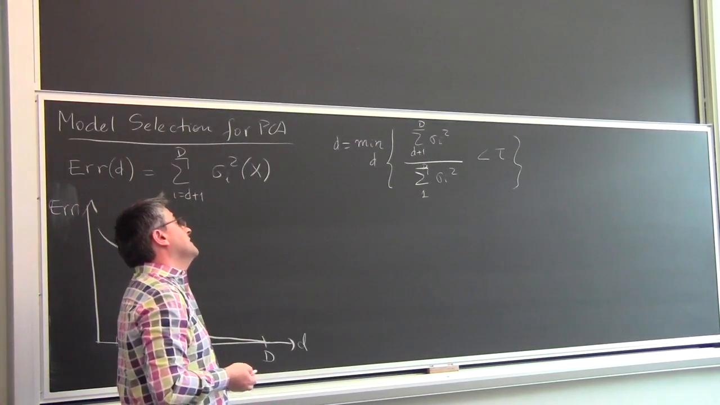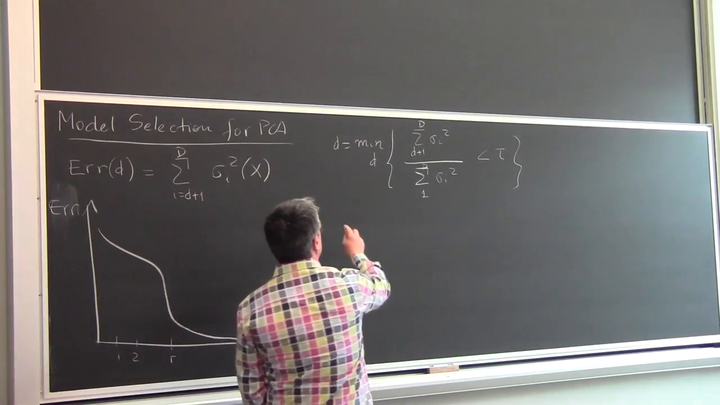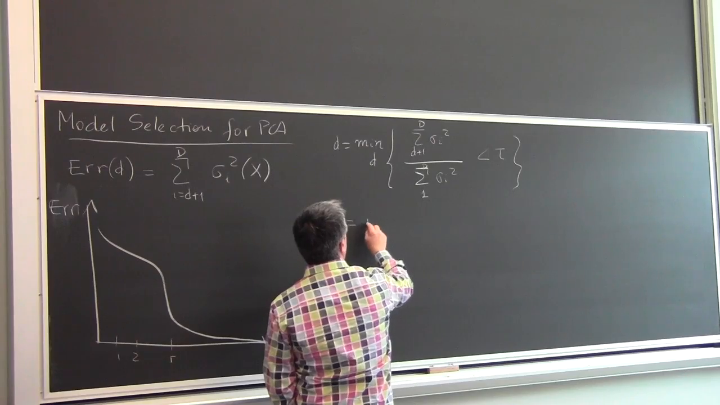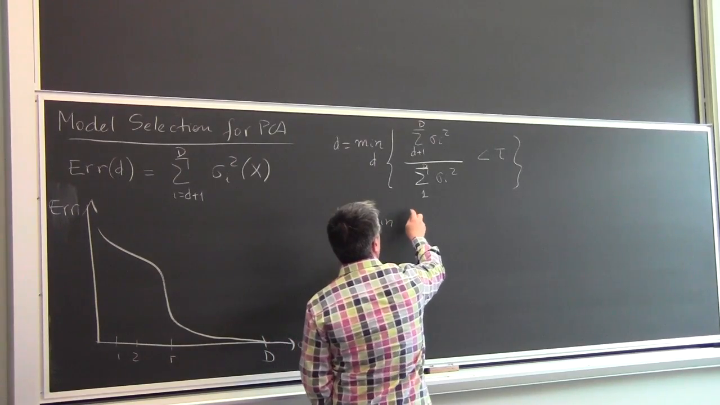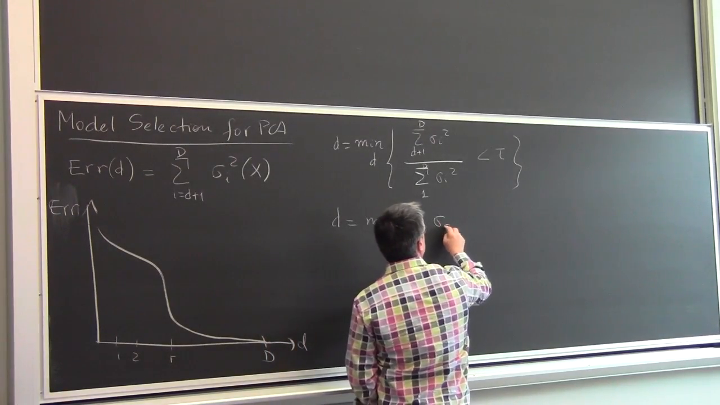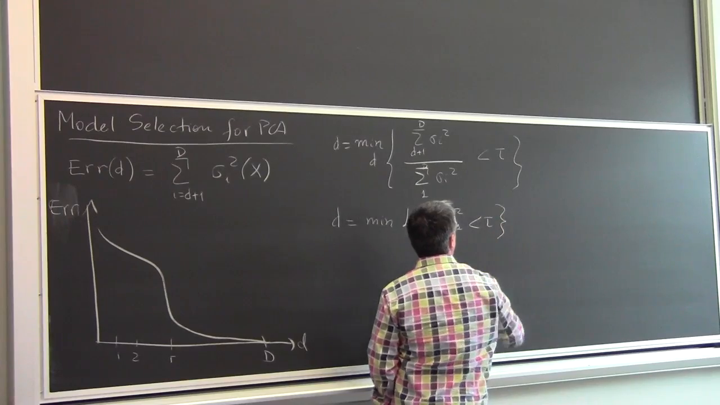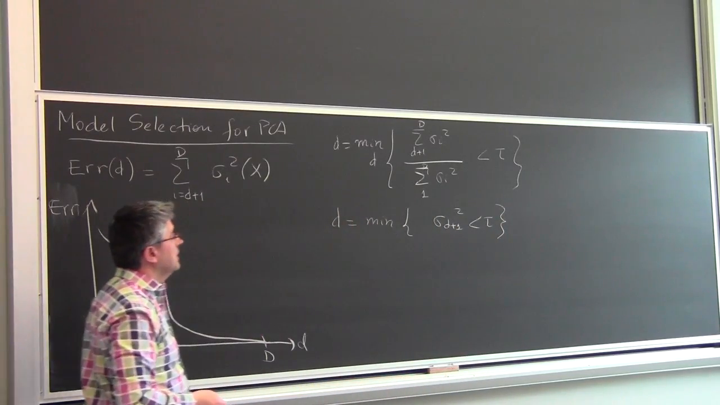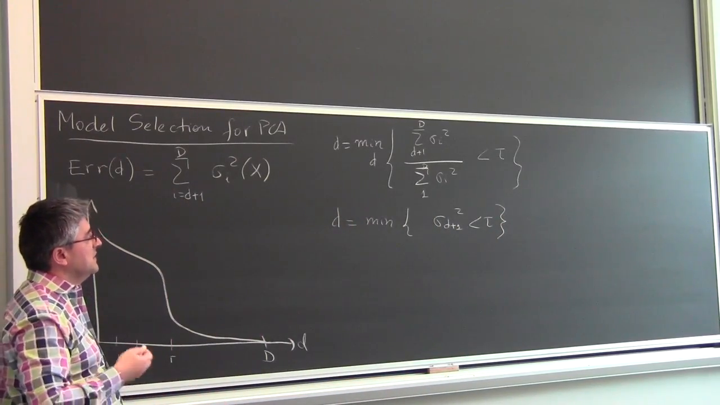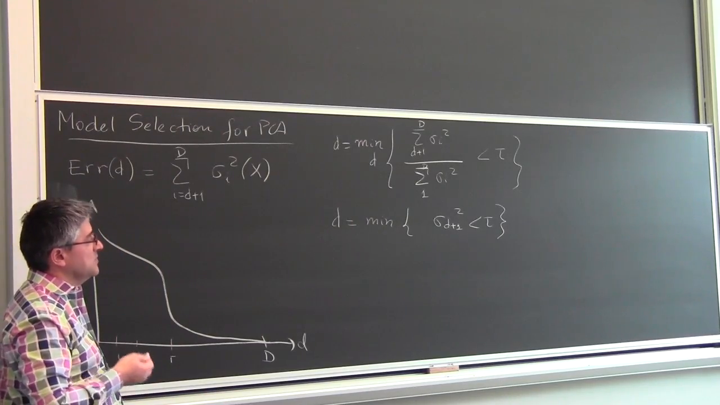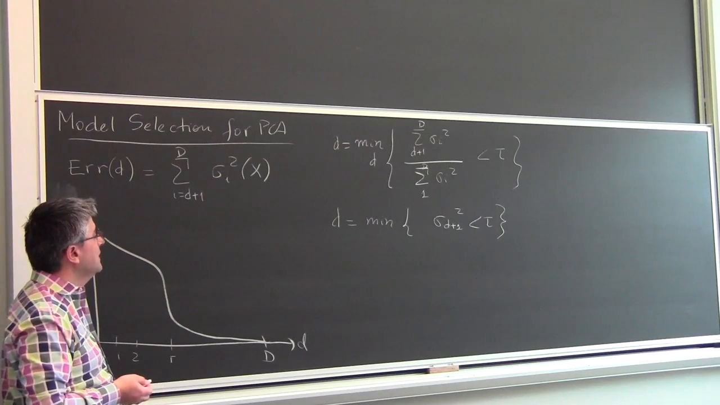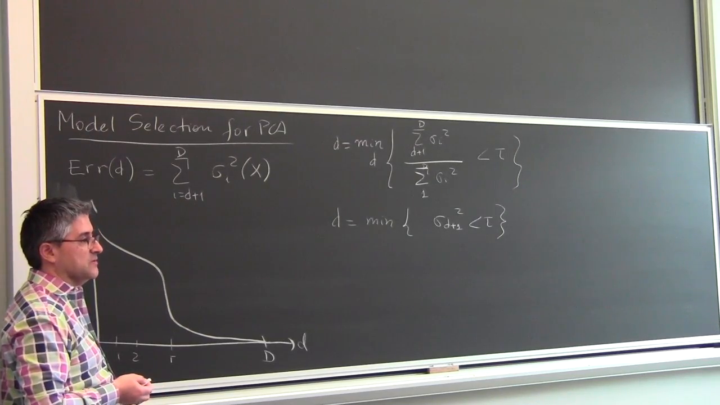And we discussed a simpler version of it, which is simply just to threshold the singular values. Since the singular values are in decreasing order, we said just choose the first d such that the singular value squared is below some threshold. So those were some of the criteria we discussed in the previous lecture.